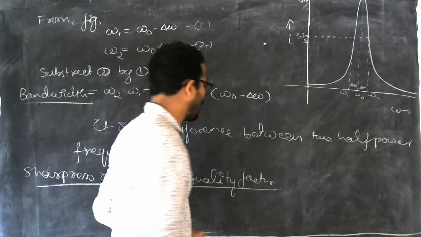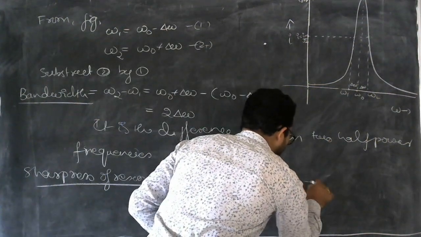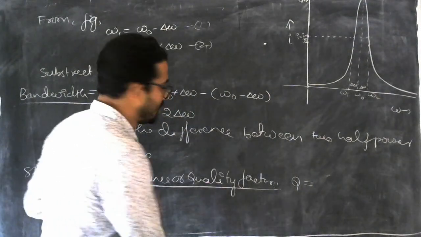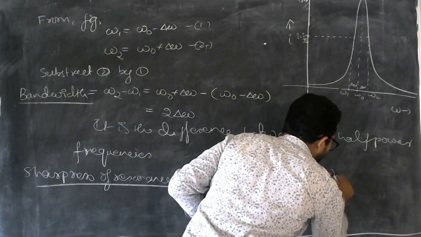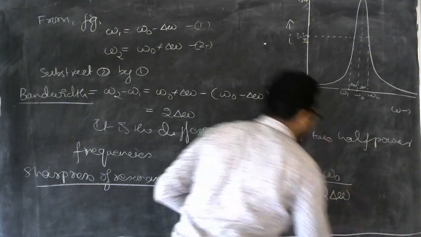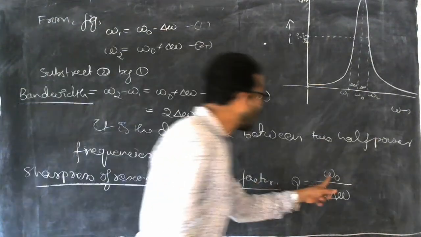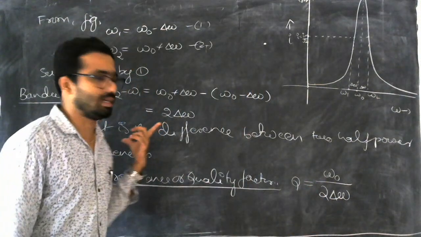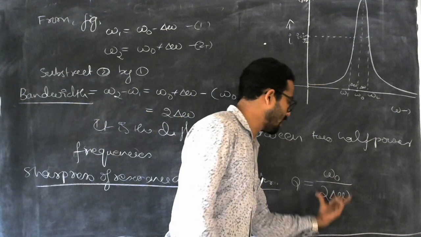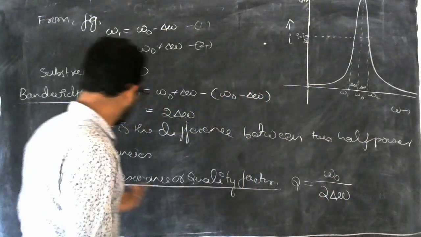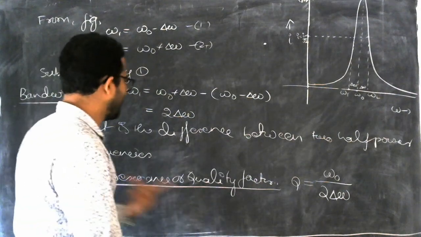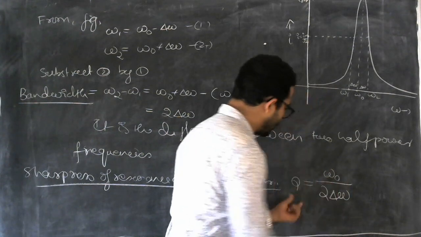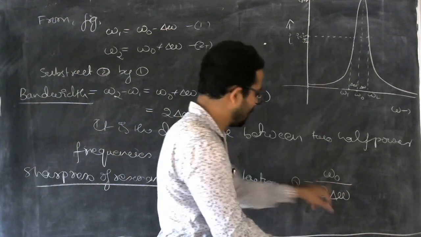Sharpness of this resonance or quality factor can be calculated as Q is equal to the ratio of omega naught divided by 2 delta omega. Omega naught is called the resonant frequency, and 2 delta omega is called the bandwidth. It is the ratio of resonant frequency to the bandwidth. If the 2 delta omega value decreases, what will happen to Q? Q will increase because they are inversely proportional.